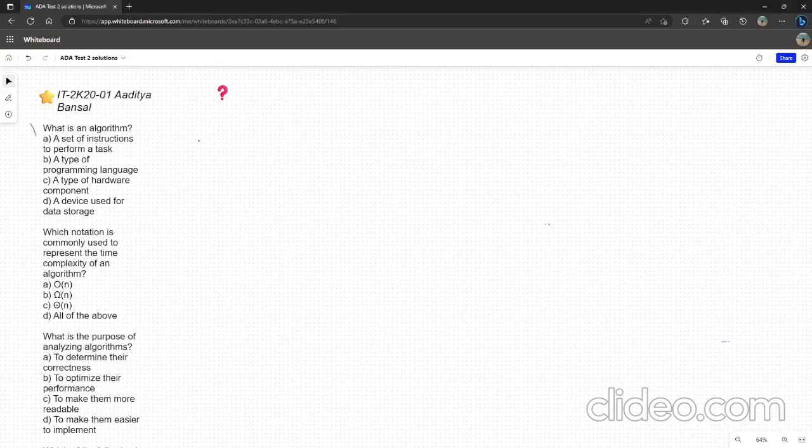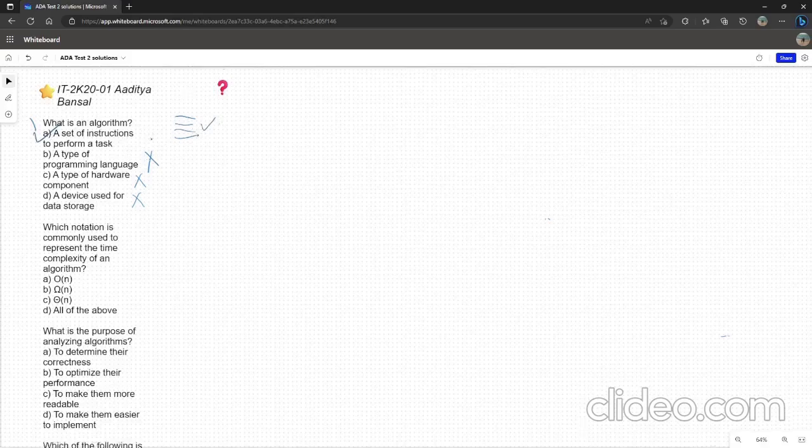Our first question is, what is an algorithm? We can see the options: a set of instructions to perform a task, a type of programming language. We know algorithm is not a programming language. A type of hardware component, we know it is not a hardware component. A device used for data storage, no. Algorithm is a set of instructions. When we write the set of instructions, we can perform any task which is computationally possible. So our correct option is A. It is a set of instructions to perform any task.